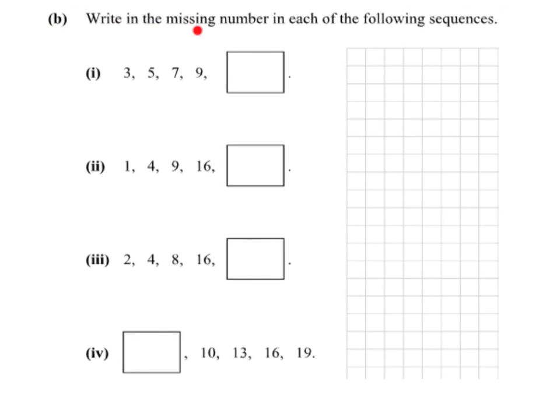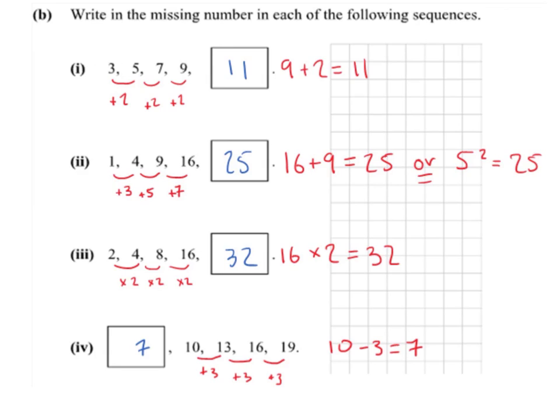Part B. Write in the missing number in each of the following sequences. Our first sequence is 3, 5, 7, and 9. We notice that there's a common difference of 2. We're going up by 2 each time. So we just have to add on another 2 to 9 to get us 11. So 11 is the next term in this sequence.